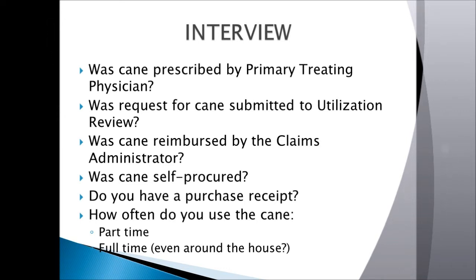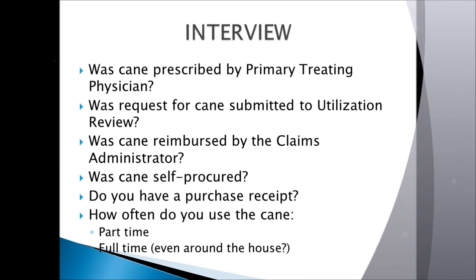Once you've established some of those issues, you want to query the injured worker about how often they use the cane, because Chapter 17 of the AMA Guides provides for permanent impairment for part-time use of a cane, and provides for permanent impairment for full-time use of the cane. So you're going to want to at least establish those two qualifications as to how often or how much or how dependent they are on the cane.